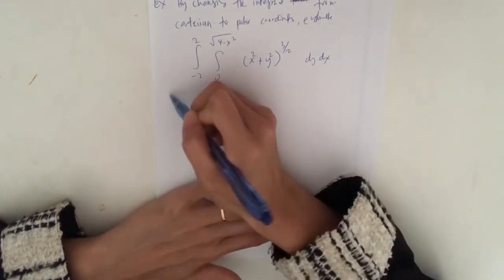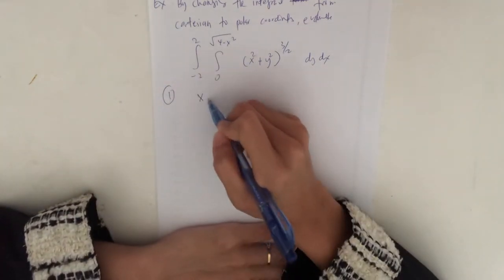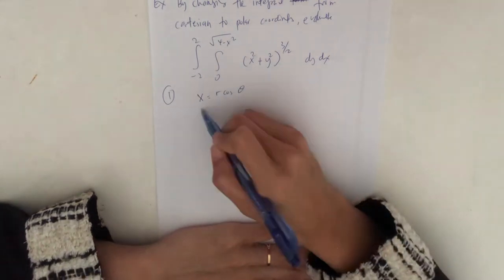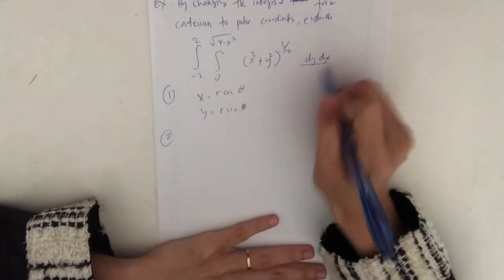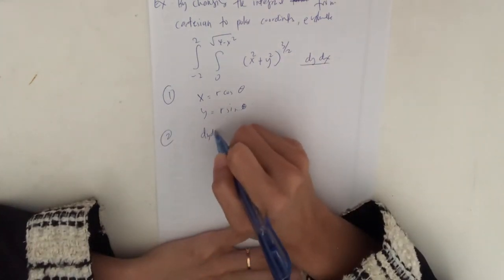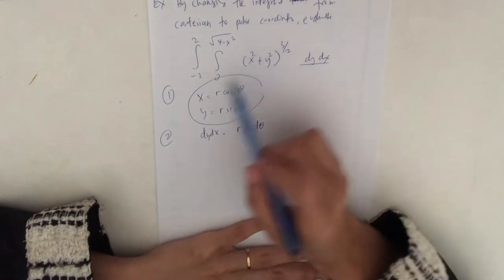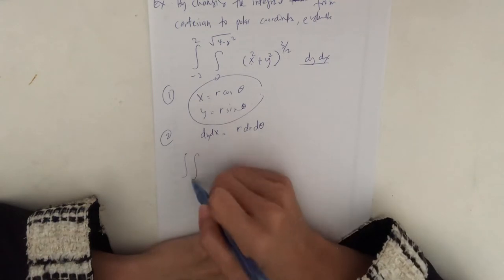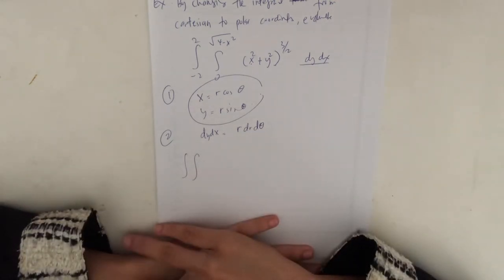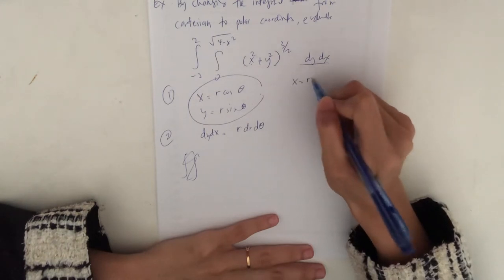How to change? You just follow the steps that I wrote down just now. First step, let x equal to r cos theta and y equal to r sin theta. Then after that we replace dy dx or dx dy, it doesn't matter, with r dr d theta. Now we do the first one first. You can see that there is x, so we will replace it. I think it's better to write outside first. So x equal to r cos theta.